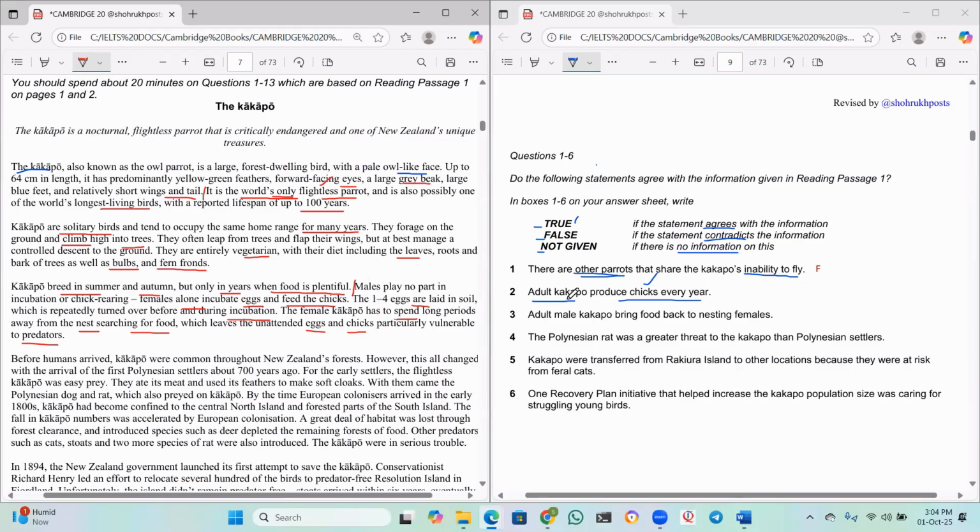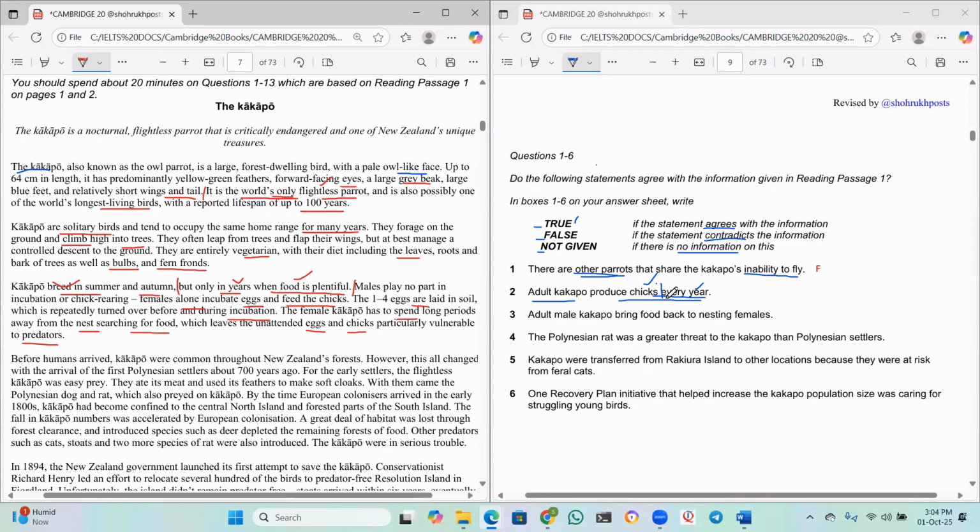Here he says adult kakapo produce chicks every year. This is the main keyword, guys. Every year. This is what you have to understand. Now, what is given in the passage? Here he says Kakapo breed in summer and autumn, but only in years when food is plentiful. Okay, so here it says only in which year, sir? Whenever food is plentiful.